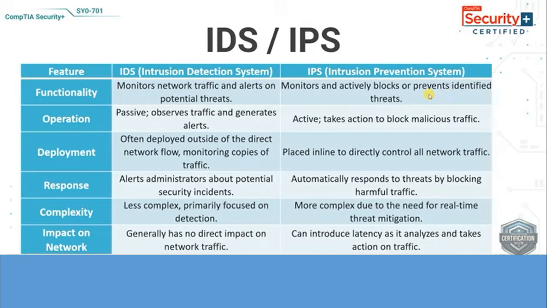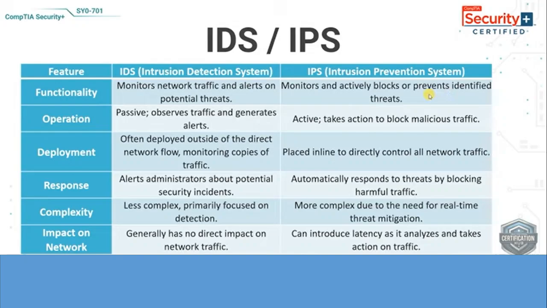Complexity: IDS is less complex, primarily focused on detection only, on what is going on. It is used like a CCTV camera by which you can check how people are coming and going. You cannot catch anyone. IPS is more complex due to the need for real-time threat mitigation.